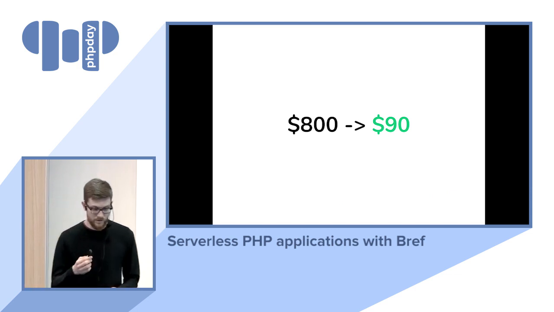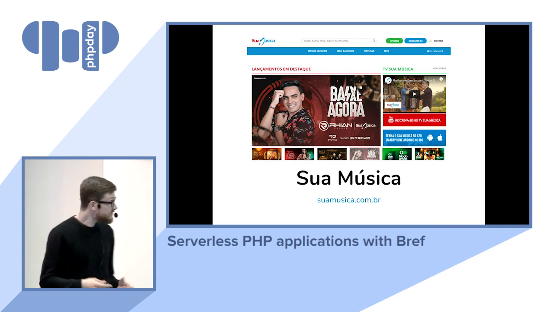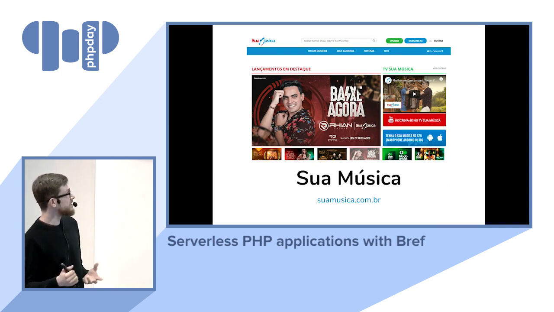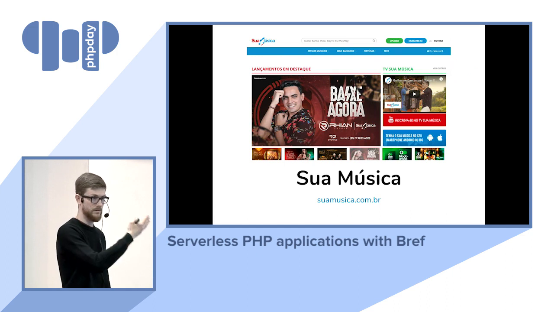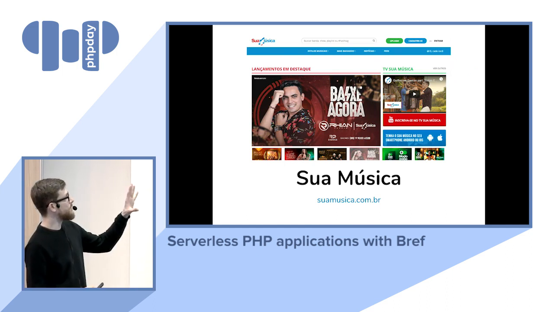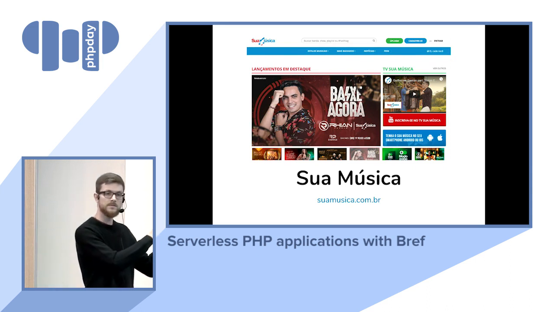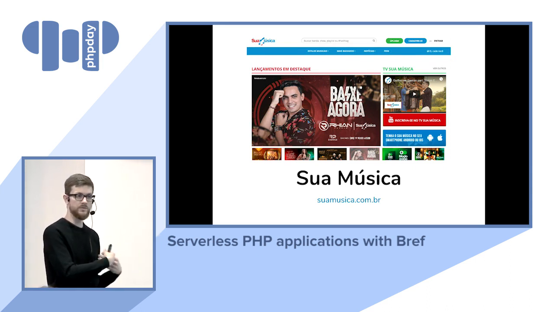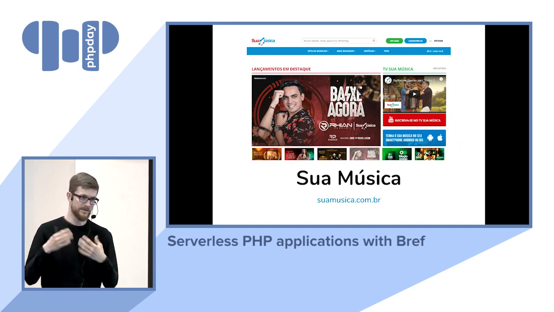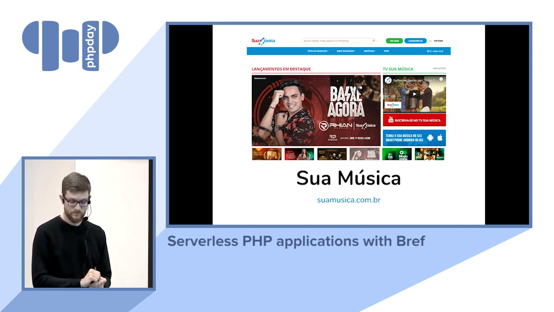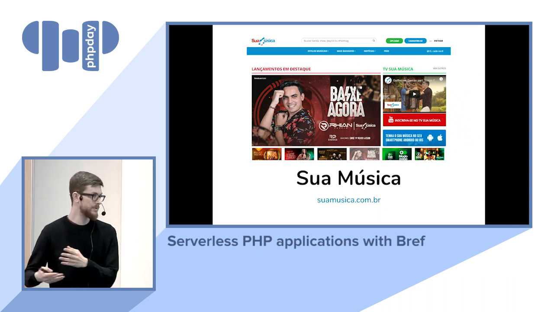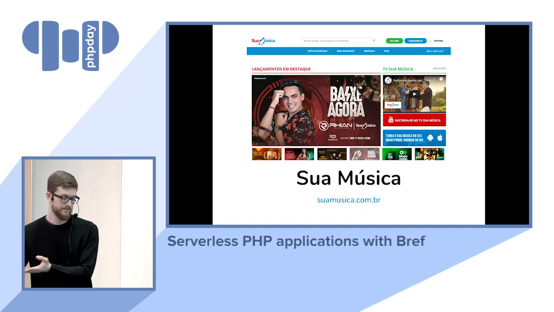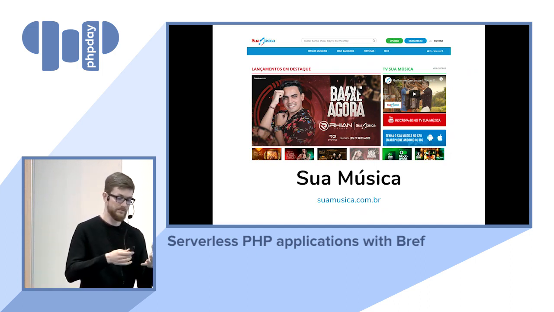And the last one is Sua Musica. I don't know how to say it properly. It's a Brazilian website. And the information here was shared on the GitHub repository by a Bref user. So they started working on this website and running it on Amazon ECS, so containers running on EC2. And they moved all of that to Amazon Lambda using a custom PHP runtime, and now they are moving to Bref because they don't want to maintain their own PHP stack.